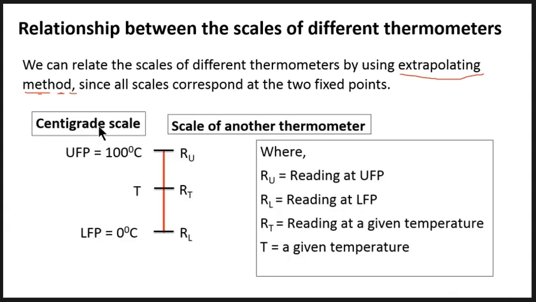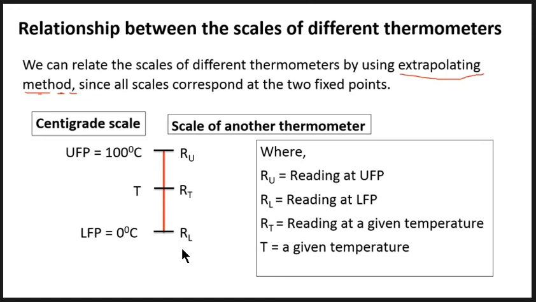A good example is what I have done here. Take a look at this. Here I have the centigrade scale, and here I have the scale of another thermometer. In this case, this represents a full centigrade scale: the lower fixed point, which is 0 degrees centigrade, then the upper fixed point is 100 degrees centigrade. This represents the centigrade scale.